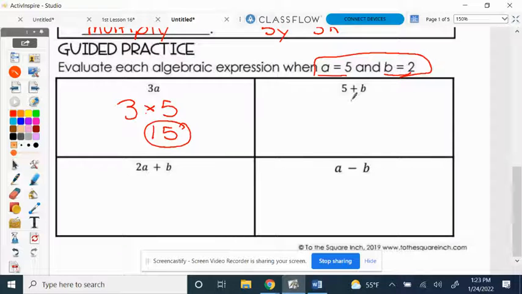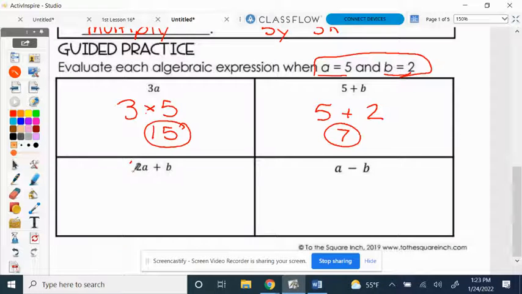What would I do for this one? This one would be 5 plus what? What number would I put in place of b, Braxton? 2. Then 5 plus 2 is what, Trey? 5 plus 2 is 7. That's my answer. Yay! Let's go.